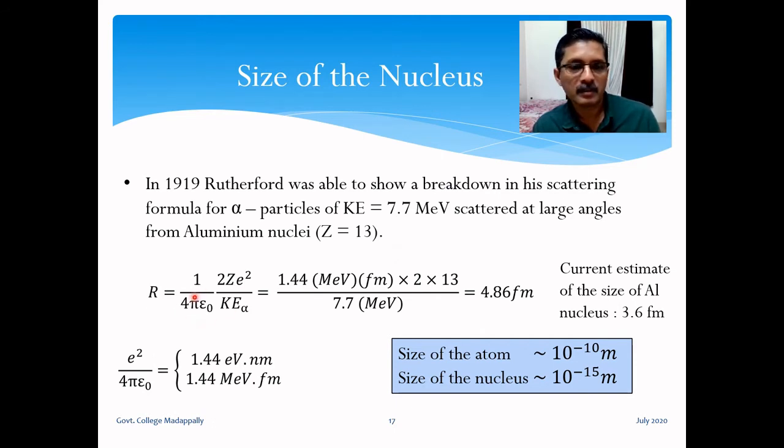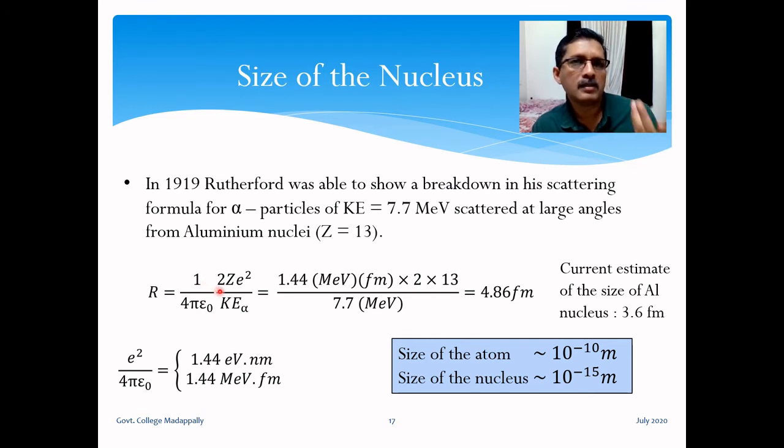From the previous calculation, this is the expression: 1 by 4 pi epsilon 0 times 2Ze square by the kinetic energy of the alpha particle. Now in this expression, a particular combination, e square by 4 pi epsilon 0: if you rearrange that, Z is only a number, it has no unit. So if you keep e square by 4 pi epsilon 0 on one side and take the kinetic energy of the alpha to the left side, kinetic energy is energy which has the unit of joule. R is the distance of closest approach, it has the unit of meter. It means that e square by 4 pi epsilon 0 should have the unit of joule meter.